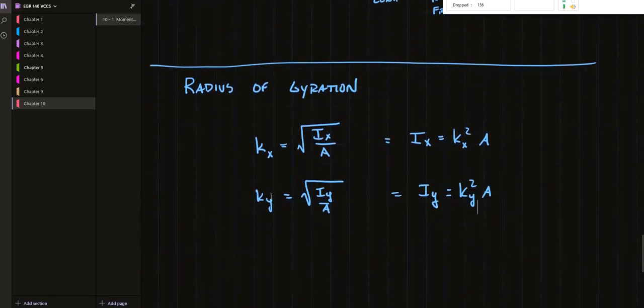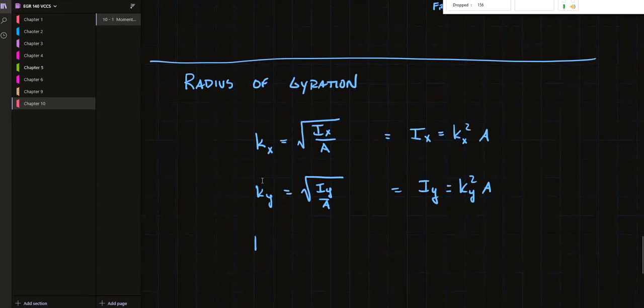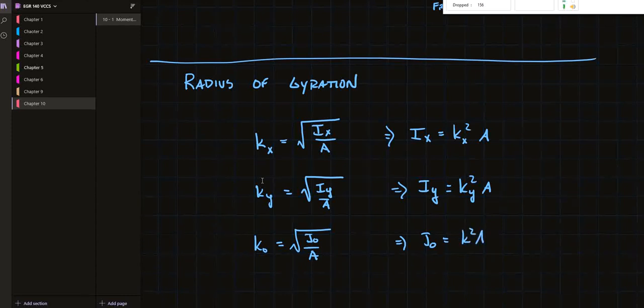And finally, K0 is, as you might guess, the square root of J0 over A, which leads to J0 equals K squared A. And that's it.